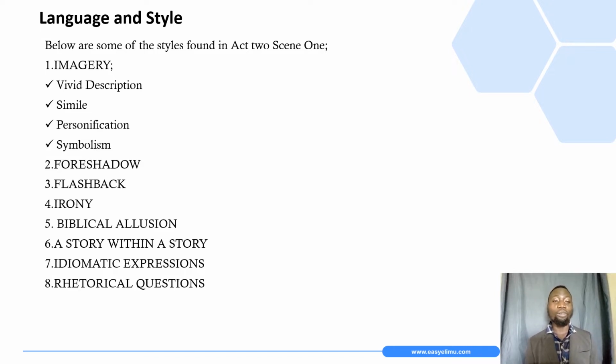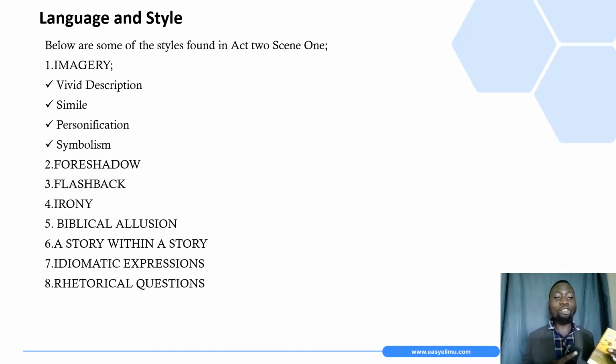So, dear students, here are some of the styles that are used in scene 1, Act 2 of The Samaritan. The first style is imagery. Under imagery, we are going to look at vivid description, simile, personification, and symbolism. So that is 1, 2, 3, 4. The quartet are all under imagery.